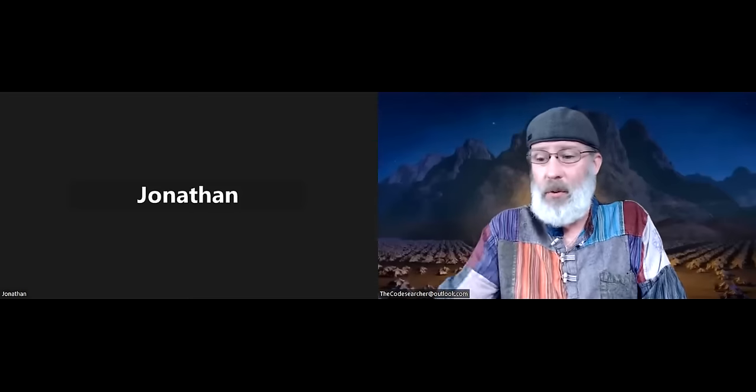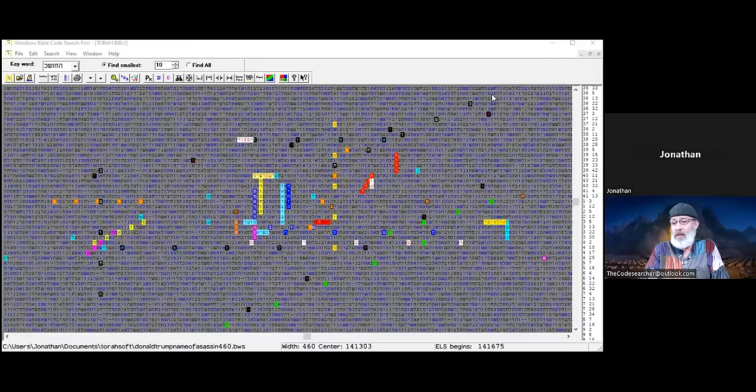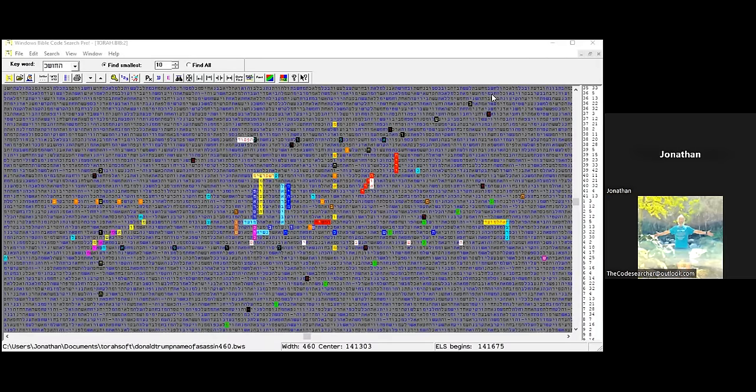Let me just share my screen over, actually, on this computer. Here's a table that we're going to look at. This is the Donald Trump table. Very famous. Been around for a while. And this is what we have in here: D Trump, or Donald Trump, running upwards in the blue here.